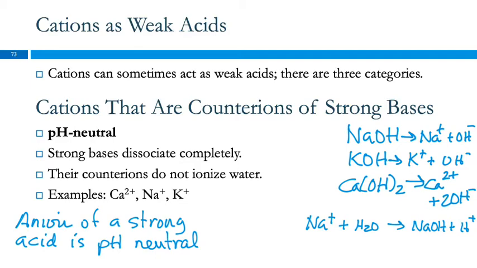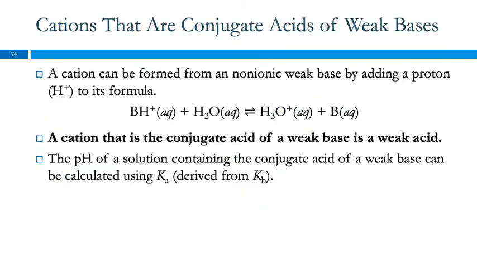So cation or anion, when you look at its conjugate, if that's strong, then this one does nothing. What about cations that are conjugate acids of weak bases? These will act as weak acids. So BH plus is the conjugate acid of this weak base B. It can react with water to form hydronium ion and the weak base again. And so BH plus acts as an acid.